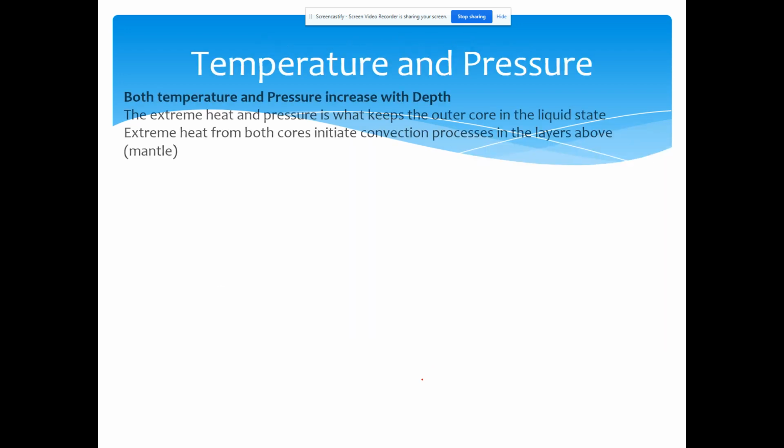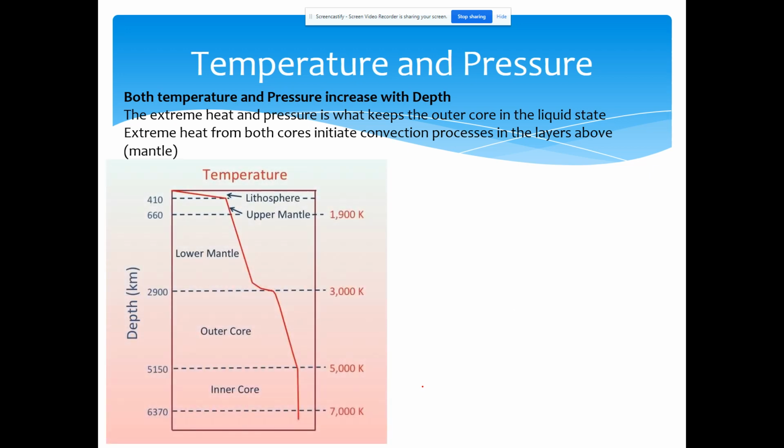Temperature and pressure. Okay, it makes sense that the temperature and the pressure will increase the deeper you go into the Earth because you've got things stacked on top of each other. You've got heat being trapped within the Earth by the outermost layers. So both temperature and pressure increase with depth.